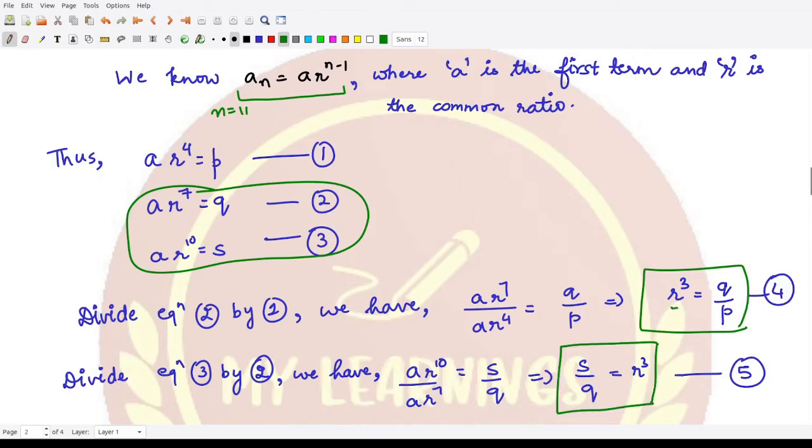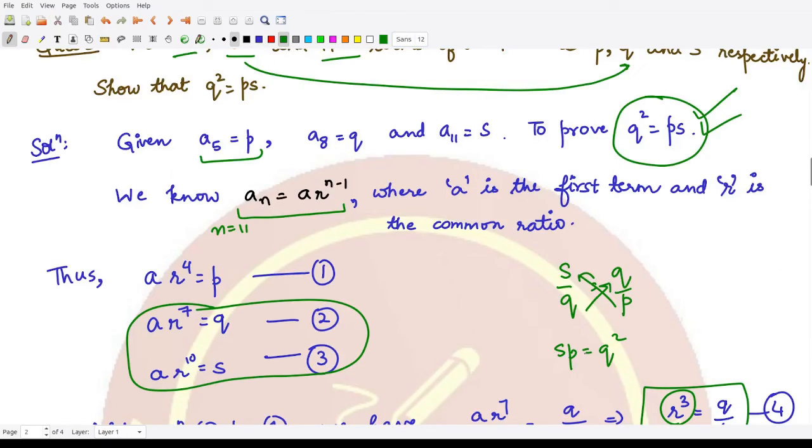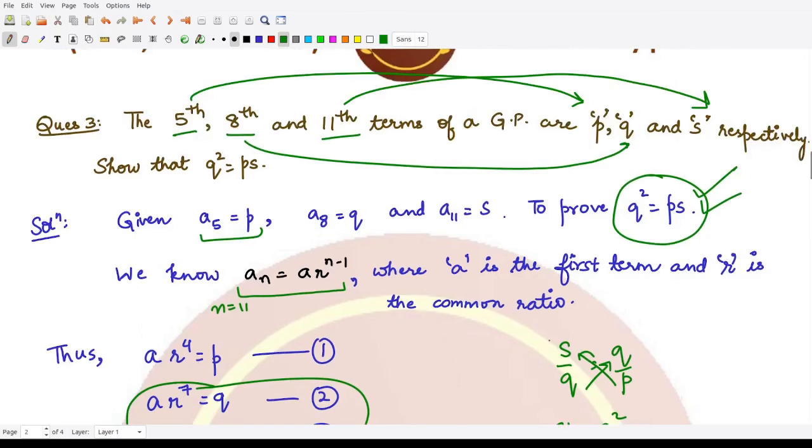You see, we have R cube on one side of equation number 4 as well as equation number 5. So that means equation 4 and 5 are equal to each other. So that means this S upon Q is equal to Q upon P, right? On cross multiplying the terms, we would have SP is equal to Q square, and this is what we wanted to prove here, right? So the proof of this question is very simple.